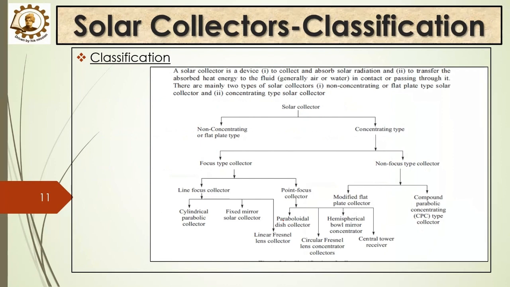So, what is a solar collector? By definition, it is a device that collects and absorbs the solar radiation, and it also transfers the absorbed heat energy to a fluid. It may be liquid, it may be air, and depending upon that the classification is done. There are two major types. One is the non-concentrating or flat plate type, and another is the concentrating type. So this classification is very important.